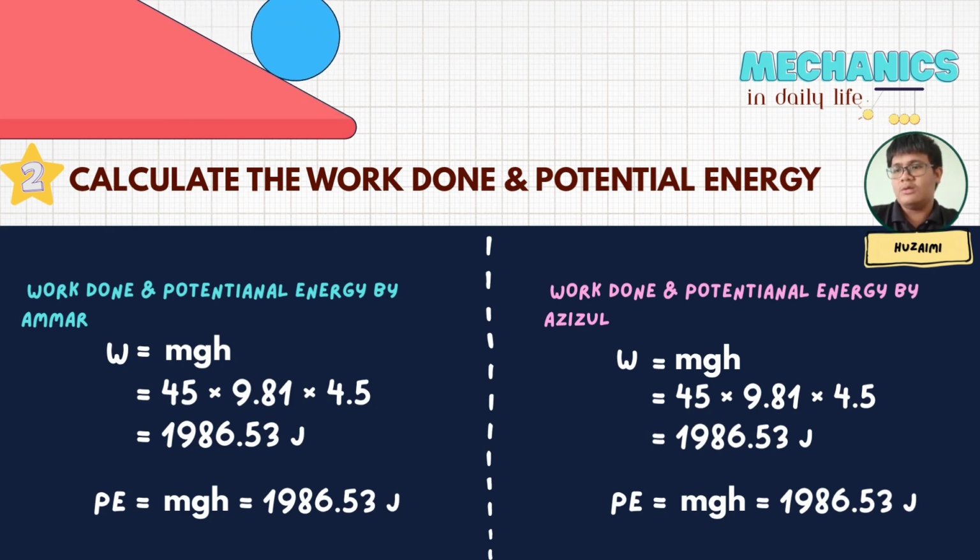That gives us a total of 1986.53 joules. Because the work done climbing up against gravity converts directly into stored energy, his potential energy at the top of the stairs is exactly the same, 1986.53. Now, if we look at Azizul on the right, you will notice his calculations are identical. This shows us that if Azizul also has a mass of 45 kilograms and climbs the exact same height, the physical work required and the potential energy gain are exactly the same as Amar.